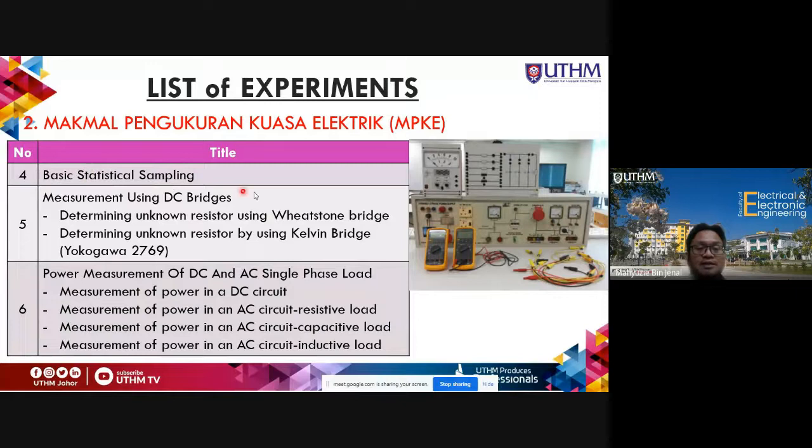Again, back to exercise number 4. This is the basic statistical sampling. I've explained to you how you should run the experiment. After you have all the sampling, after you have measured all the ohm values of the resistors, you must be able to do some statistical analysis. You must be able to calculate the median, the average or mean, for example, and come up with the bell shape of the graph. Something like that. You can go through the lab sheet for more details.